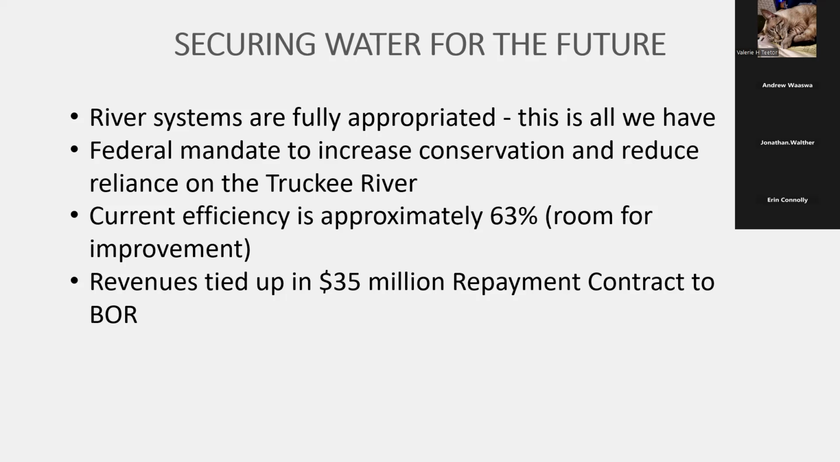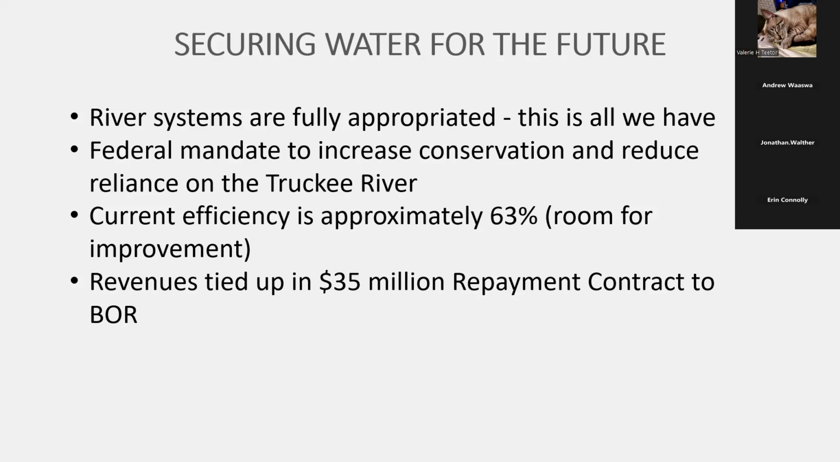And so, as I mentioned earlier, we are under a federal mandate to increase our conservation and to reduce our reliance on the Truckee River so that more of that water ends up in Pyramid Lake. And so that's something we're always taking a look at, trying to figure out how to conserve water. Our current efficiency is about 63%, which is not good. We need to make improvements, but of course, improvements cost a lot of money.